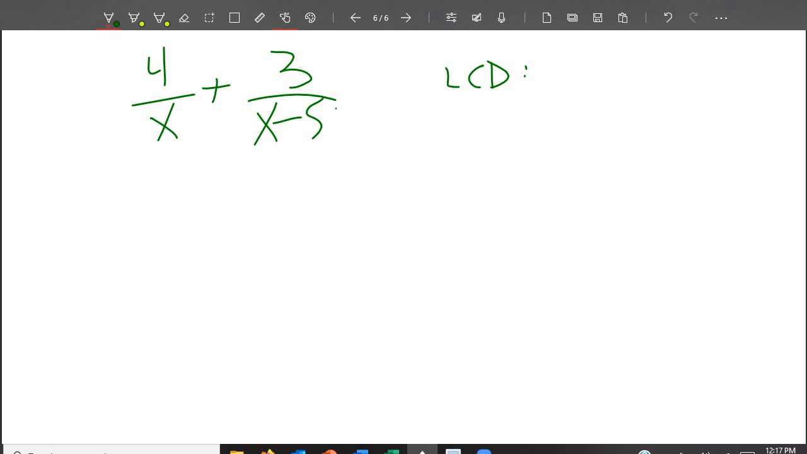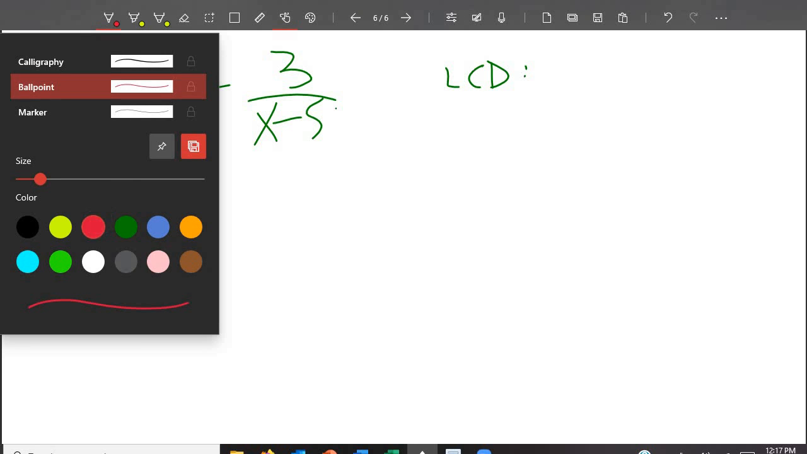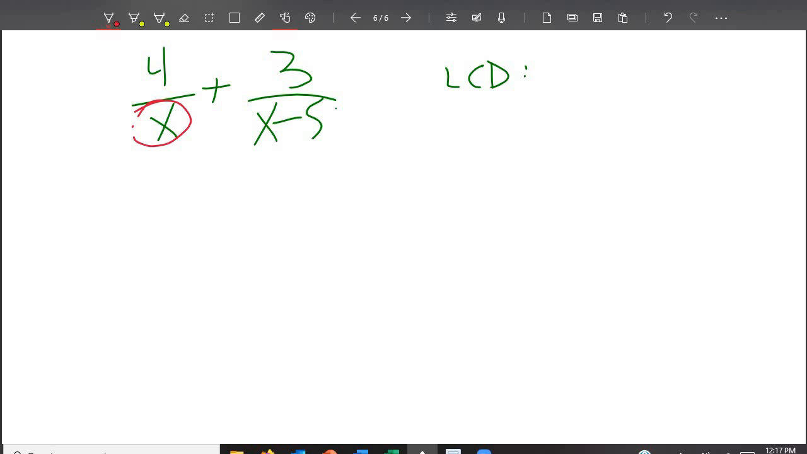Let's do one like this. This is a monomial and a binomial. Alright. We have to include the first, whatever's here has to go here. Now, this is a binomial. I have to include this binomial as part of my LCD. They do not match.